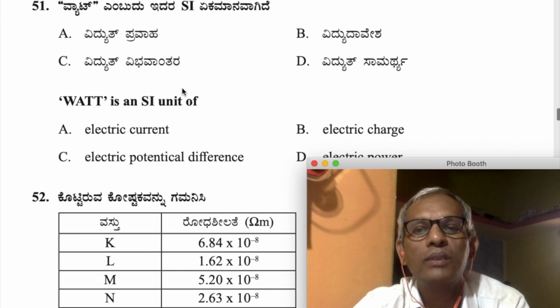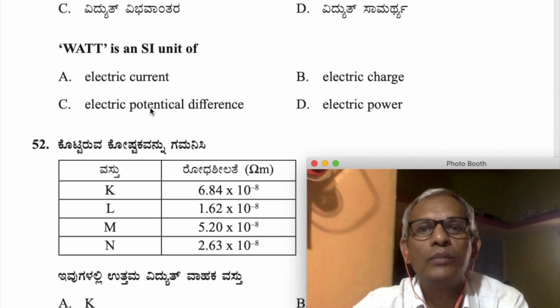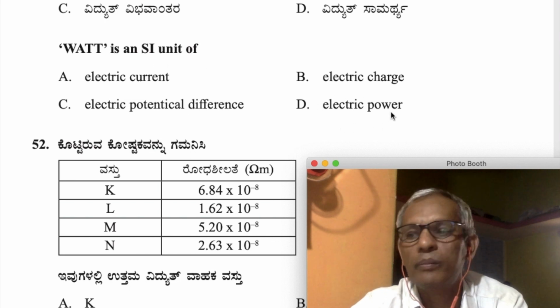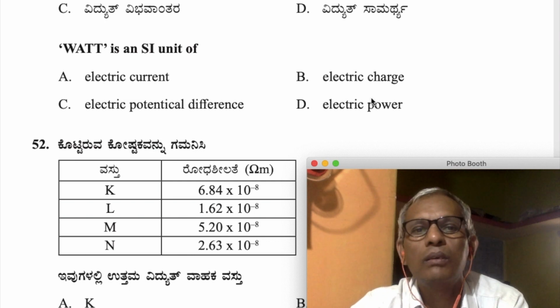Next, move on to the next question. Watt is the SI unit of what? Watt is used to measure power. They have given A, electric current, B, electric charge, C, electric potential difference, D, electric power. The answer is D, electric power.